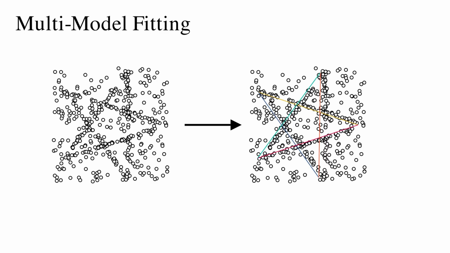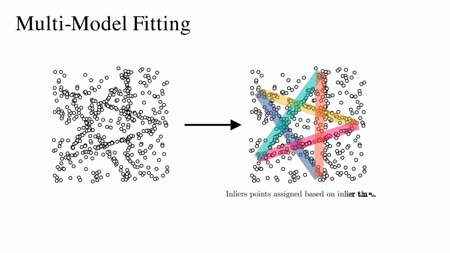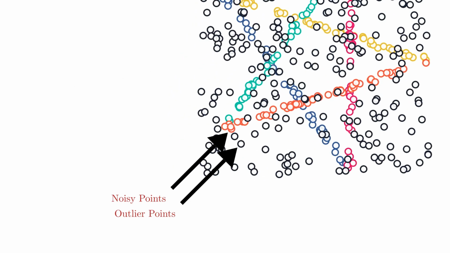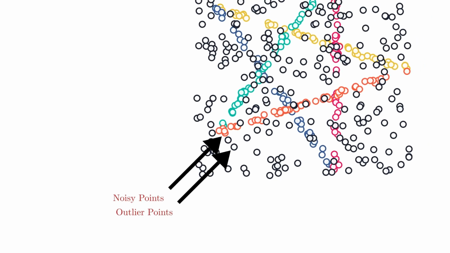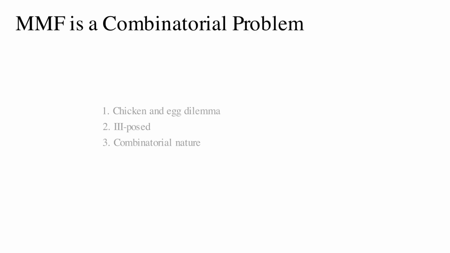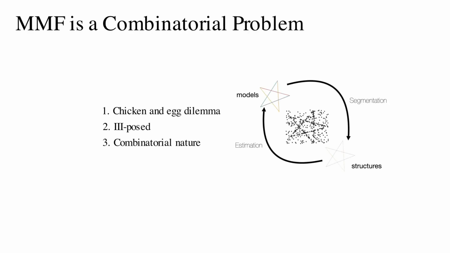This dual task adds a layer of complexity that traditional methods often struggle to manage effectively. The challenge intensifies when outliers are present, which is common in real-world datasets. Outliers are data points that lie beyond the inlier threshold for a given model, making them difficult to accommodate within the fitting process. In summary, multimodal fitting is particularly challenging because it's a bit of a chicken and egg situation.